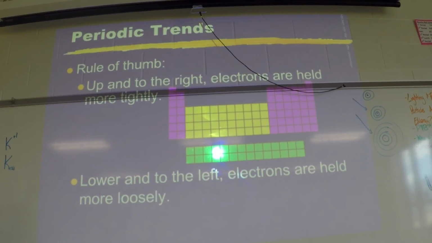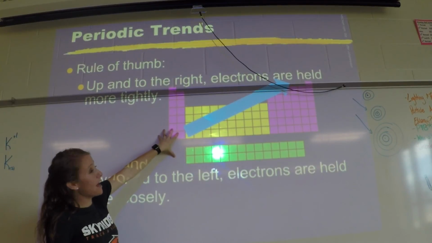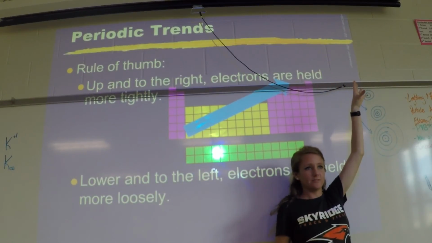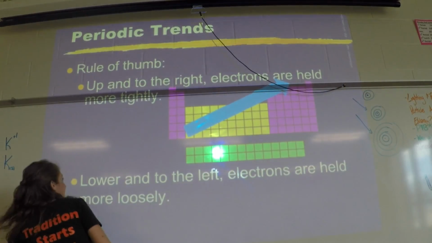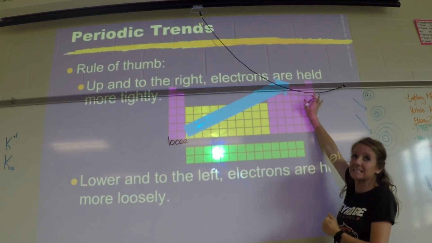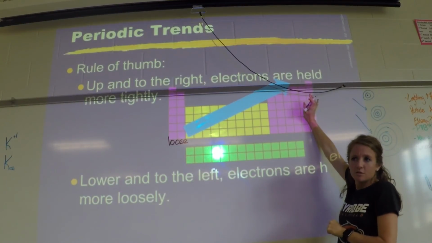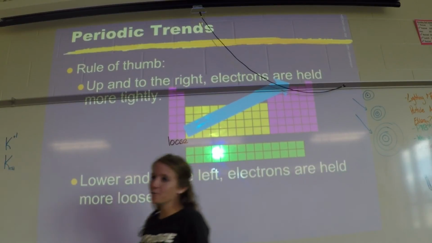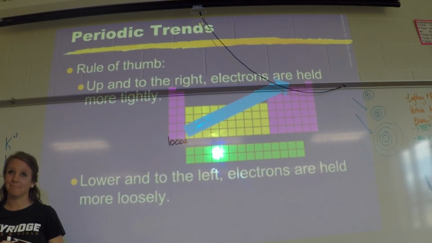The general rule of thumb, if you want to put it in a diagonal line on your notes, is that up and to the right, things hold onto their electrons tighter. Okay, so on that little periodic table, if you want to draw a diagonal line, down here they're held loosely, and up there they're held tightly. So based off this diagonal pattern, who's going to be the hardest to rip an electron away from? Helium. You're never getting an electron away from helium. Ever.